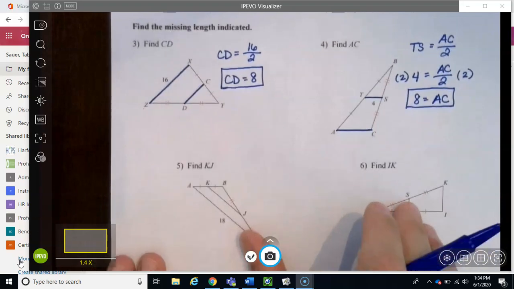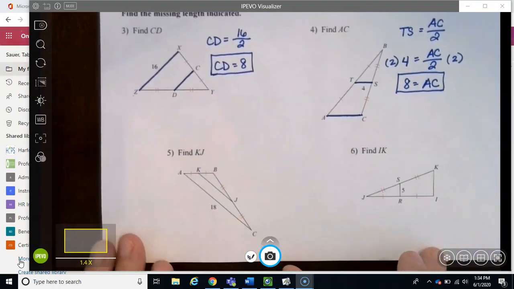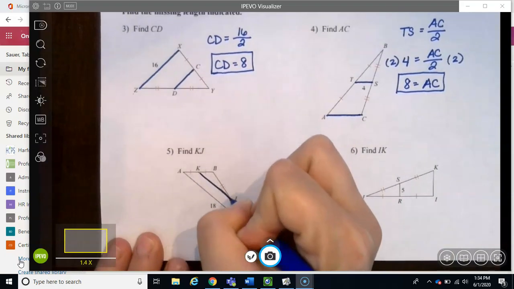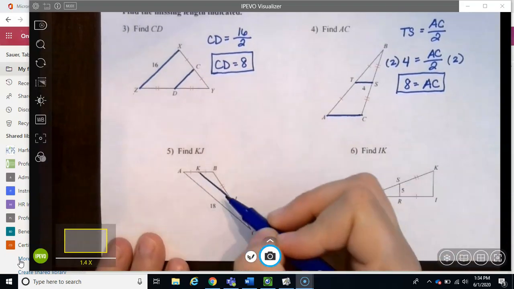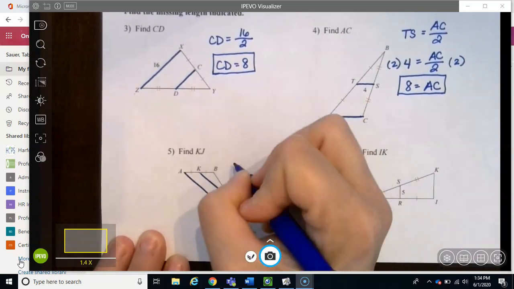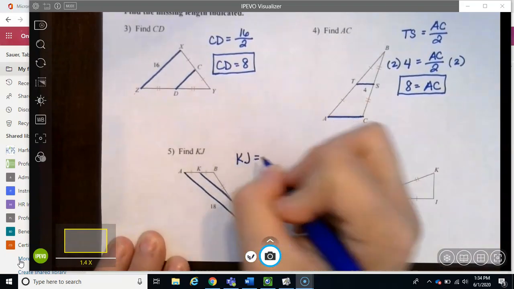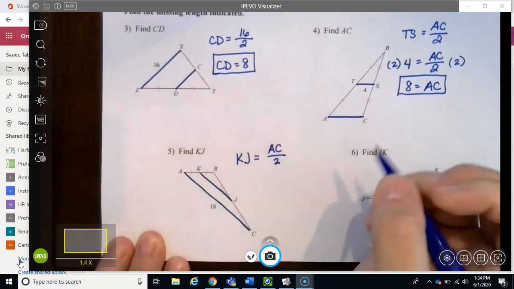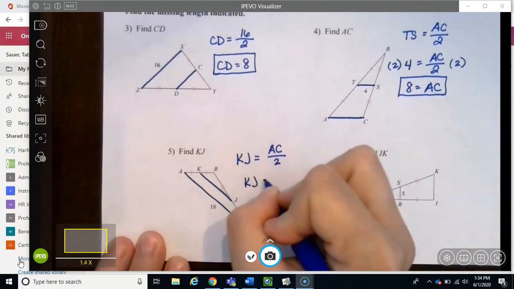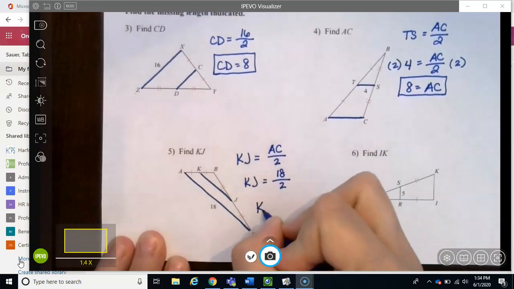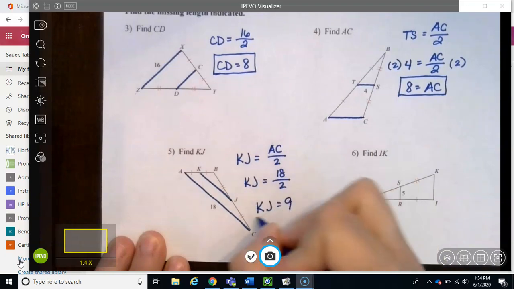Okay? So it says find KJ. KJ is the mid-segment, so we know it's going to be half of the base that's parallel to it. So KJ is equal to AC divided by 2. So KJ is equal to 18 divided by 2. So KJ is equal to 9.